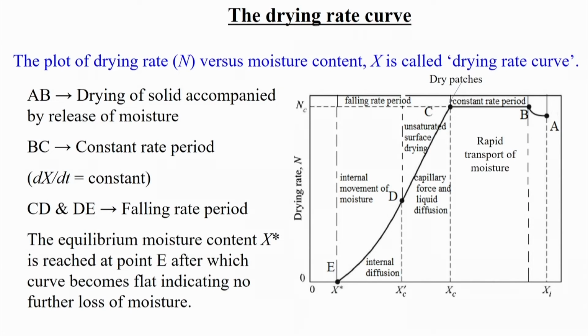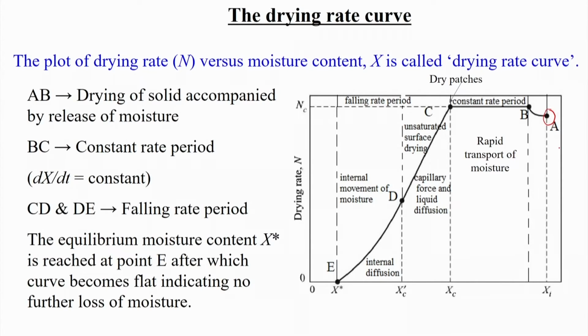Now, the plot of drying rate versus moisture content x is called the drying rate curve. We need to understand this drying rate curve very precisely, because all the calculations are based on it. We will start from the right-hand side, from point A. Initially, x_i amount of moisture is there, and we have started heating. Whenever we do the heating, sometimes the drying rate increases, but there are some instances where the drying rate decreases also.